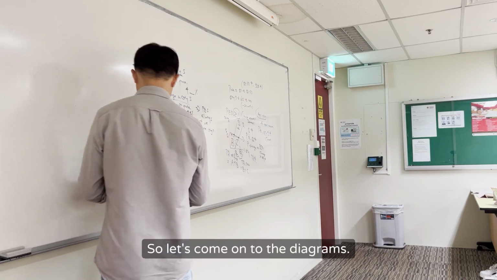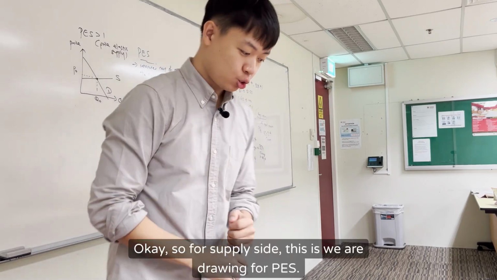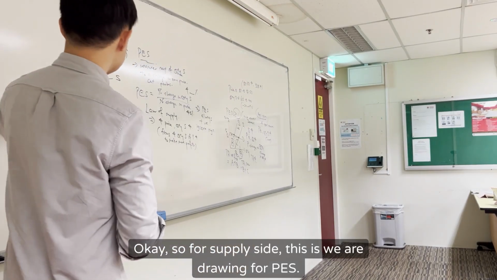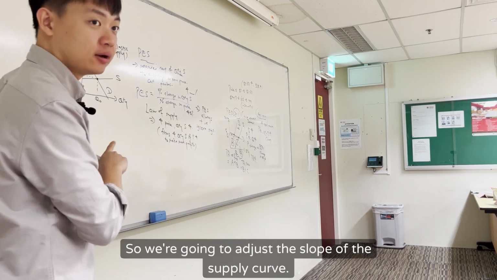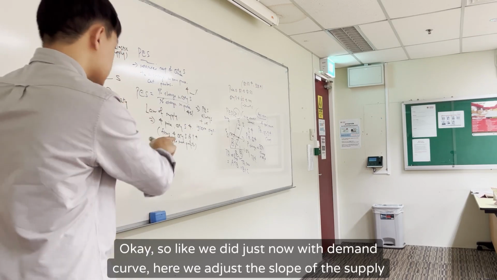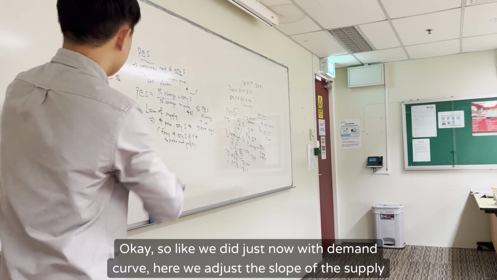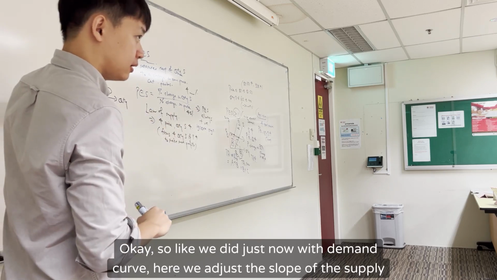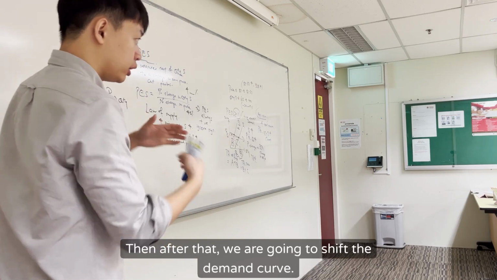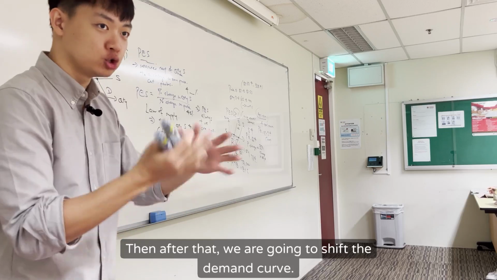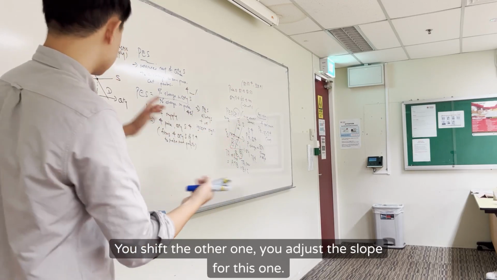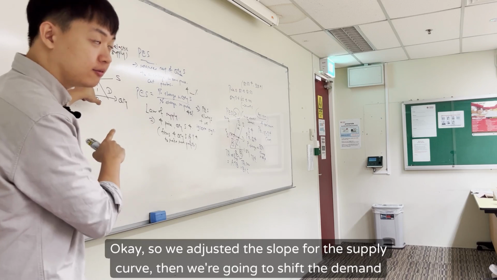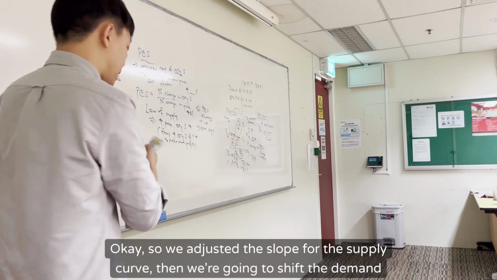So let's come on to the diagrams. For the supply side, we are drawing for PES. So we're going to adjust the slope of the supply curve, like we did just now with the demand curve. Then after that, we're going to shift the demand curve. So you shift the other one, you adjust the slope for this one.